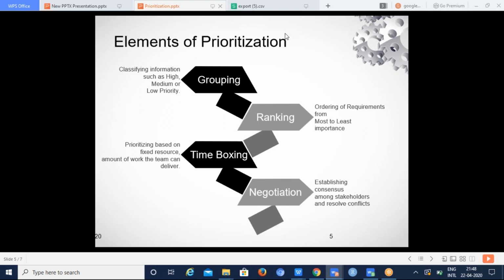And the last element is negotiation. So negotiation is establishing consensus among stakeholders and resolving conflicts. In the first slide, we saw about the challenges in prioritization. We saw a challenge wherein there can be conflict between stakeholders, there can be requirements that cannot be assigned a lower priority. In those cases, negotiation is the key element for prioritization.